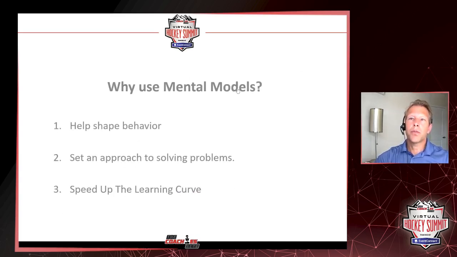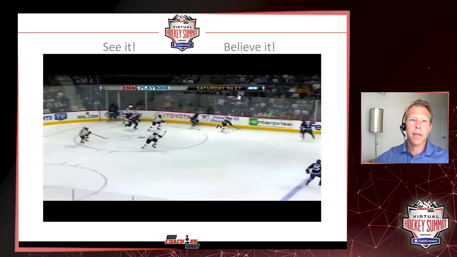So why do we want to use mental models? Because a mental model helps shape behavior. It sets an approach that can help us solve problems, future problems, and it also helps speed up the learning curve. So that's why mental models are crucial to our understanding of whatever topic it is. And since we are talking about goal scoring, I'm going to now start to share how we can help build players' thought process of how goal scoring works.